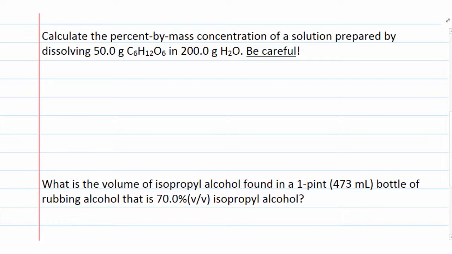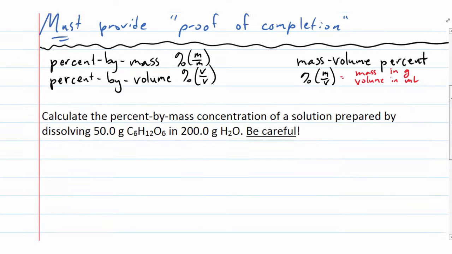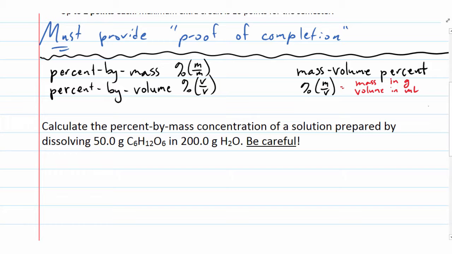You are going to notice as you do them, these labels %V over V, and there's going to be some answers where it's %M over M. And so what you need to know about these is this right here: you see a %M over M, that stands for percentage by mass. You see a %V over V, that stands for percent by volume. And if you see a %M over V, this stands for what we call a mass volume percentage.